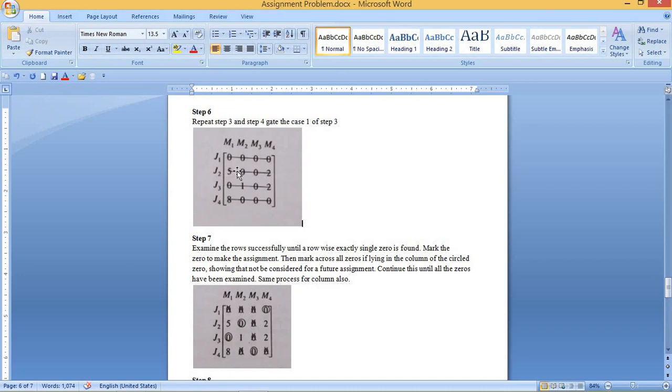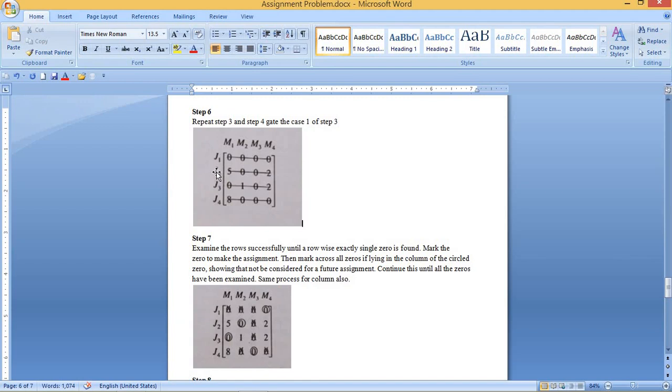Now you can consider any zero and mark it circled, so that it represents that job J2 is assigned to machine M2. That will be decided. After circling this zero, you can cross out all the zeros irrespective of that row and irrespective of that column. That means these zeros are crossed out, and they are not considered any further.